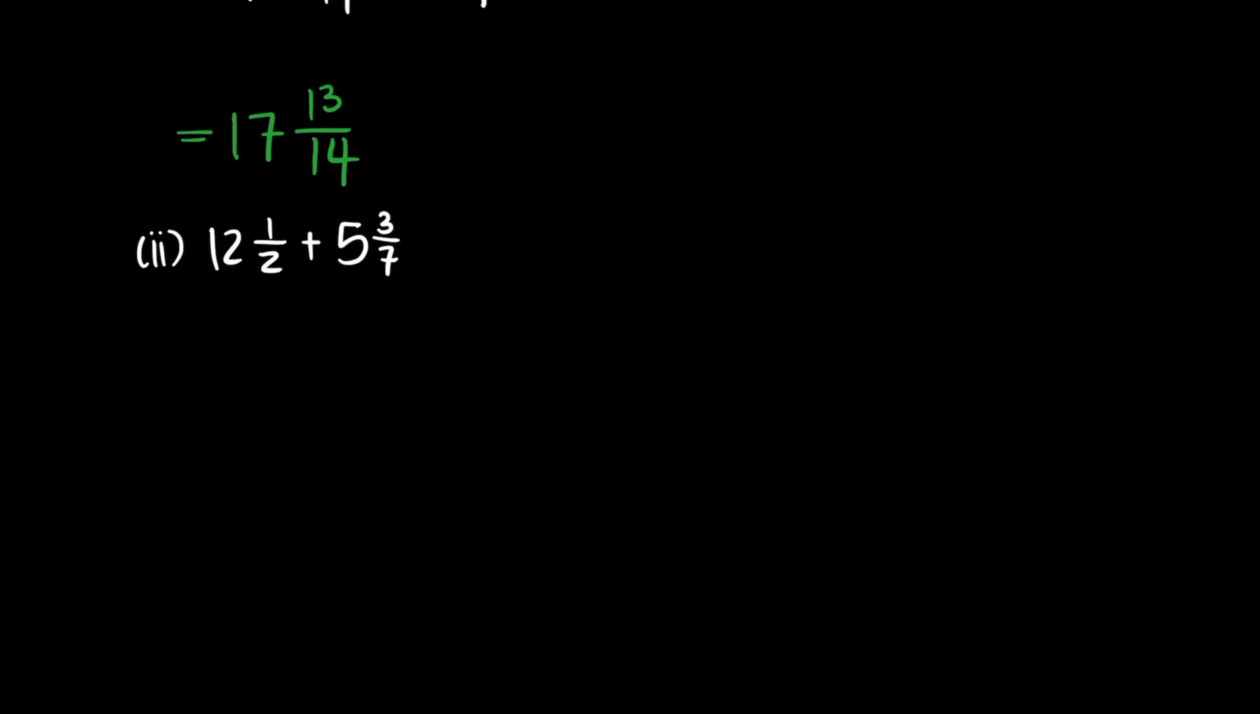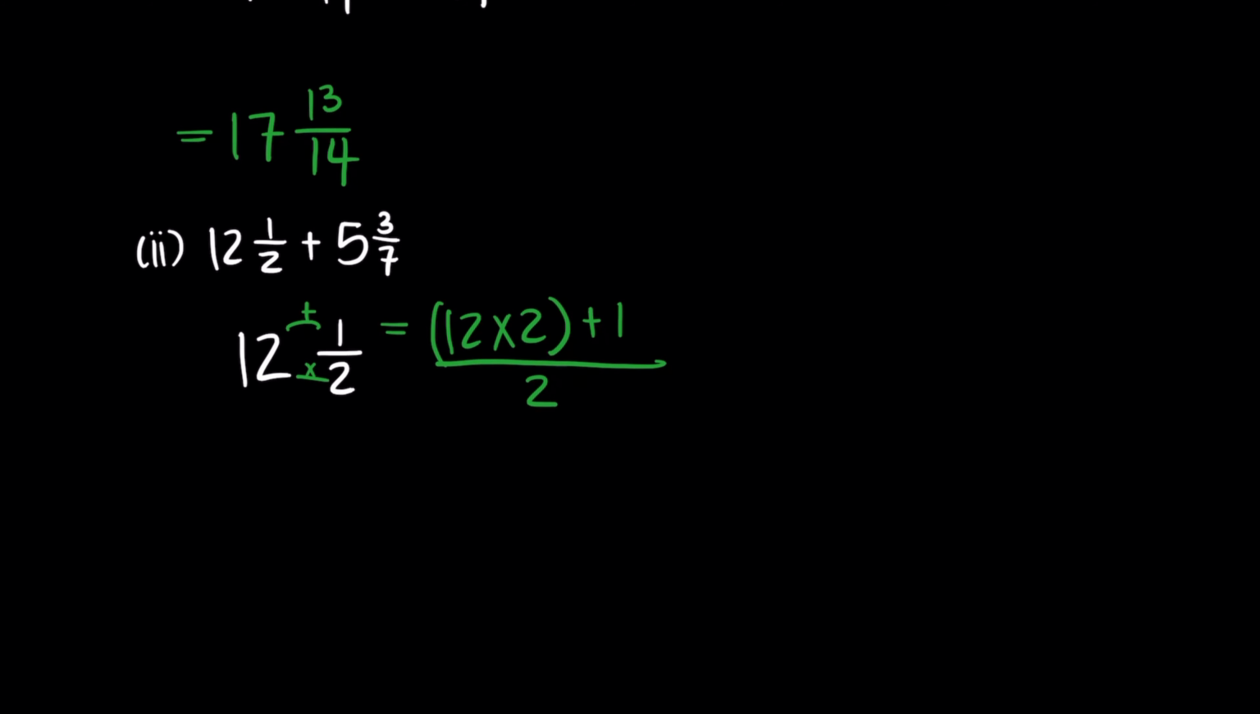So to convert our first fraction, 12 and 1/2, to an improper fraction, we multiply our denominator by our whole number, so 12 multiplied by 2, and then we add our numerator, so plus 1, and we retain our denominator, 2. This means that the improper fraction is 25 over 2.